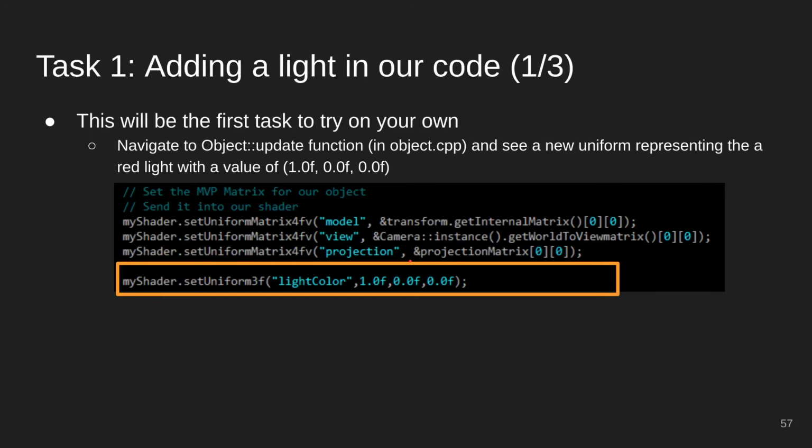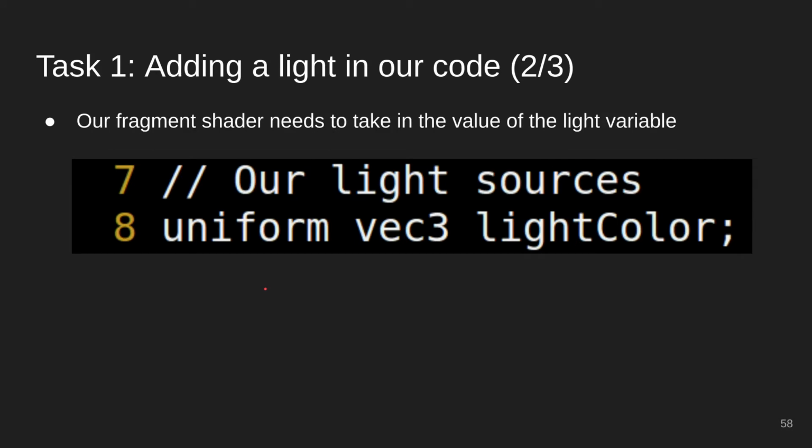Okay, so how are we going to add lights in our code? And this is going to be the first task that you try on your own. So in each object's update function, you'll see a new uniform representing the red light with a value of 1.0, 0.0, and 0.0. Okay, so here in your shader, you're going to create some uniform. Again, this name, light color, is going to match exactly what's in the shader, and then the 3 values. You're sending in 3 floats to that shader.